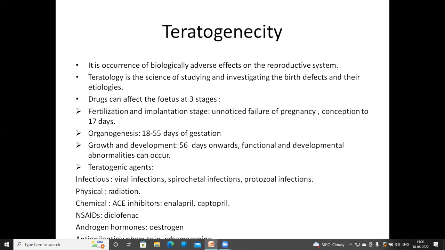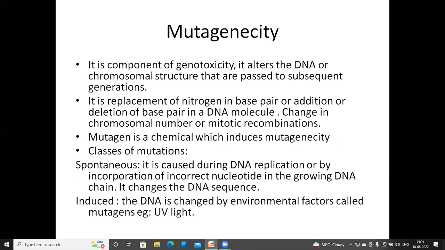What are the agents which can cause this? Infectious agents include viral infections, spirochetal infections like syphilis, and protozoal infections. These can cause this type of problem in the fetus. Physical agents include radiation, which can cause this type of effect in the fetus. Chemicals include ACE inhibitors like enalapril and captopril, which should not be taken. NSAIDs like diclofenac should not be taken during pregnancy, and hormones like estrogen and androgens should not be taken. So that is about teratogenicity.